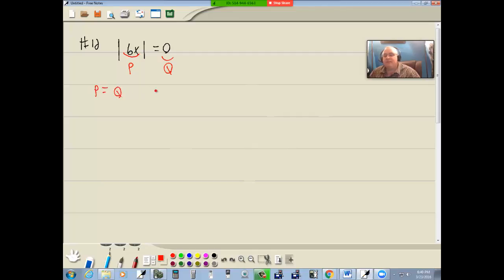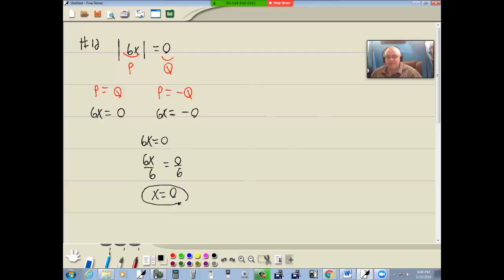And our formula says we got P is equal to Q, and we got P is equal to negative Q. But if I were to plug that in, we would have 6x equals 0, and 6x is equal to negative 0. But positive 0 and negative 0 is just 0. So this gives us 6x equal to 0. Divide both sides by 6, and you end up with just x equals 0. Now that'll always happen whenever you have the absolute value by itself and you got it equal to 0. You never need to set it equal to positive and negative 0. You just simply set it equal to 0, because positive 0, negative 0 is just 0.